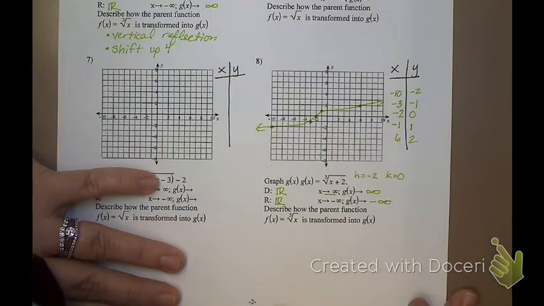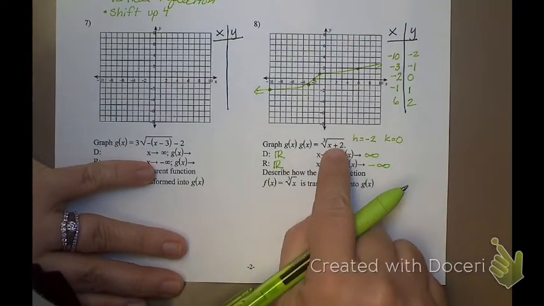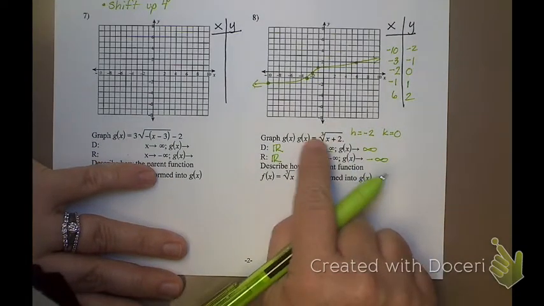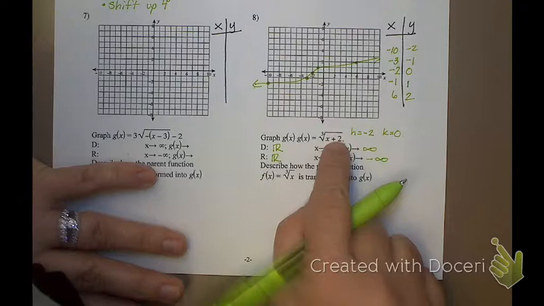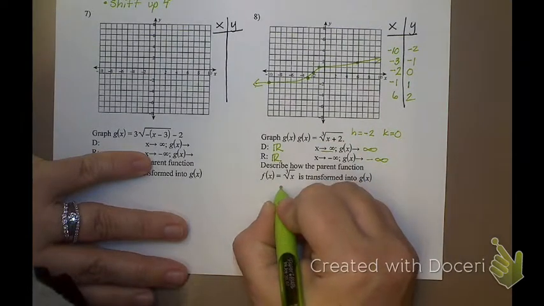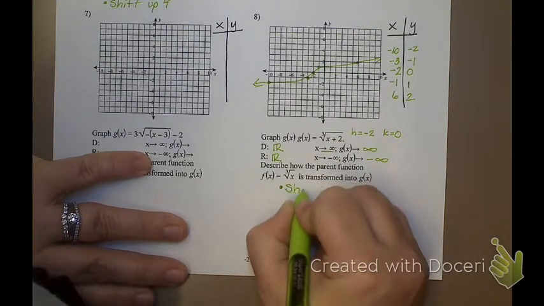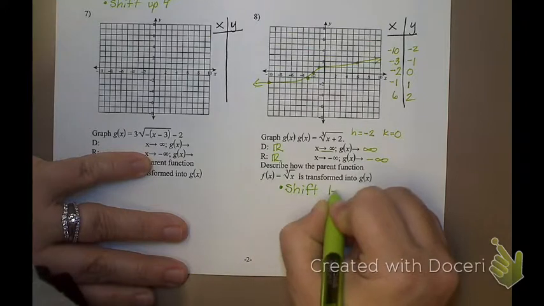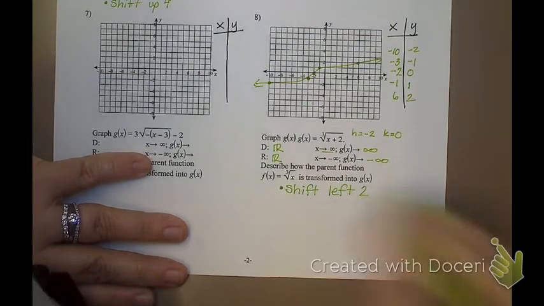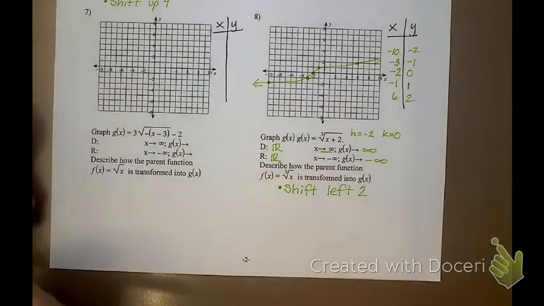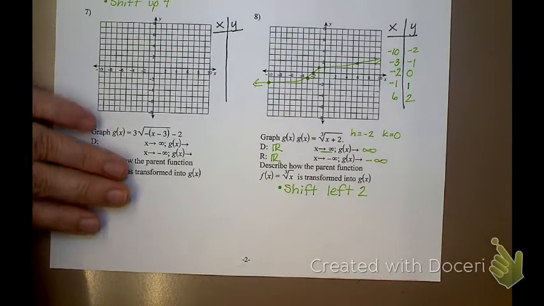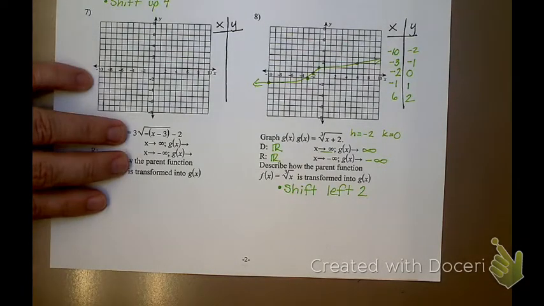Then finally, describing my transformation, the only thing going on here, there's no a value, no b value, no k value. The only thing going on here is an h value. Since my h value is -2, I have a shift left 2. Okay. All right, now let's move on to square roots.